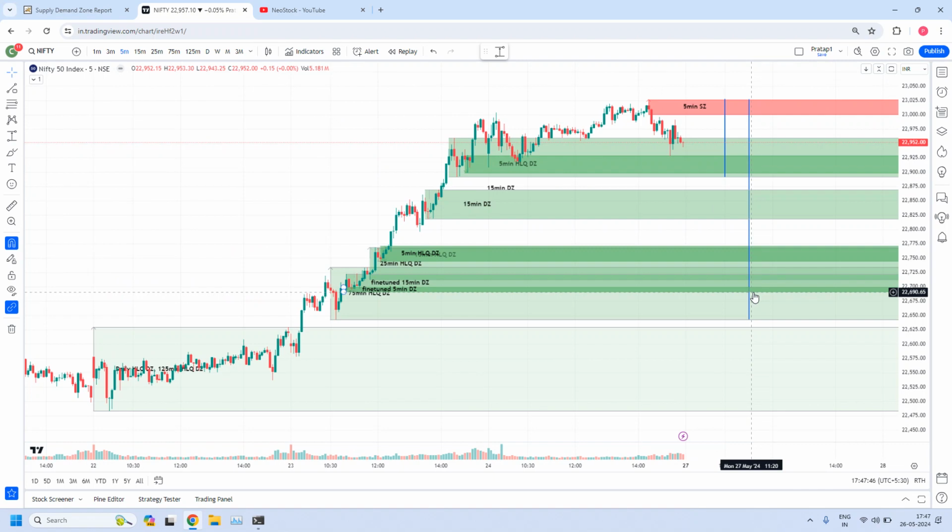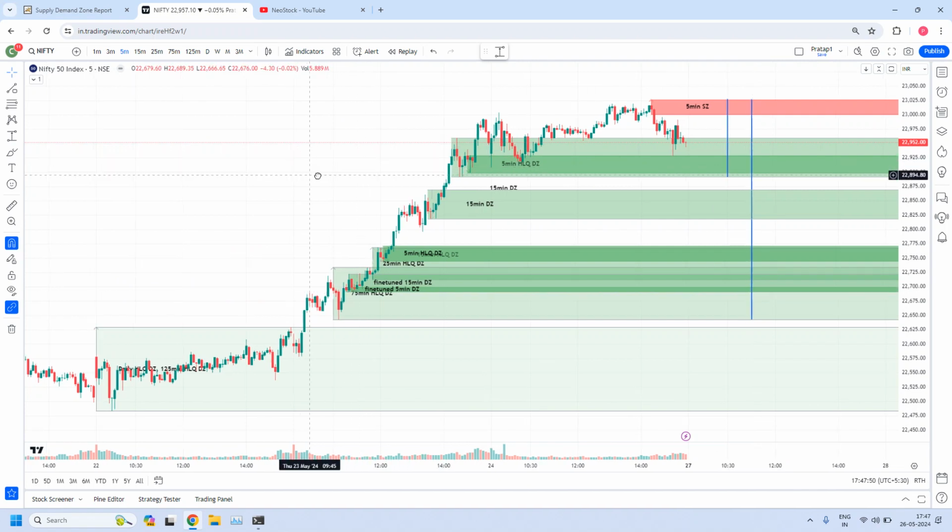So this is about our trade plan on Monday. Hope this information will be useful to you.